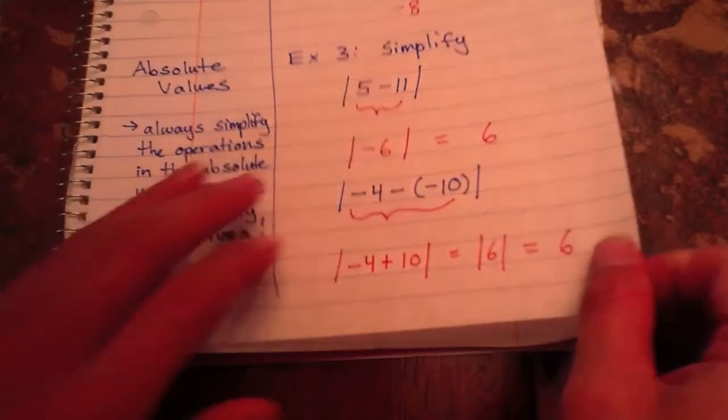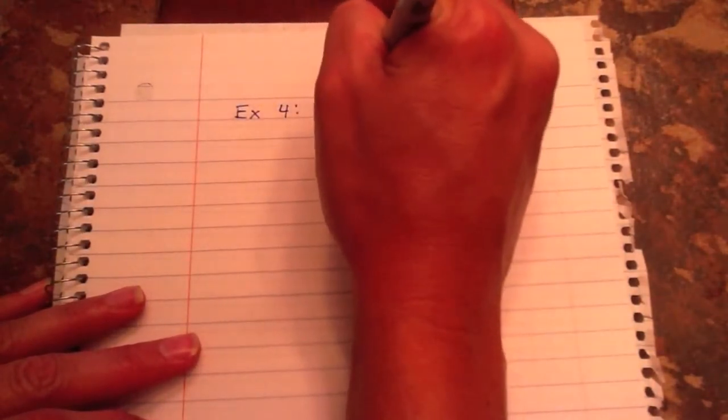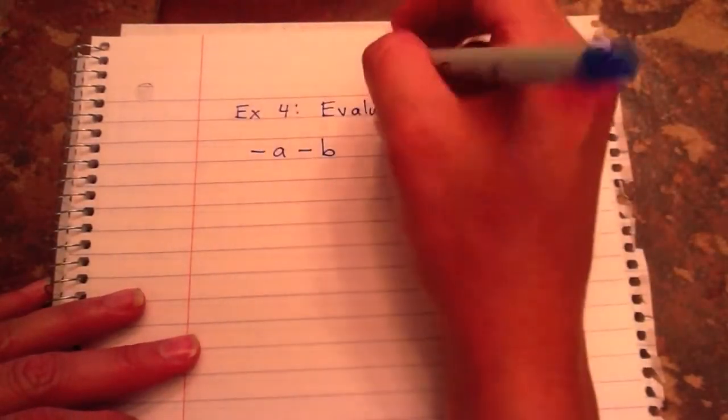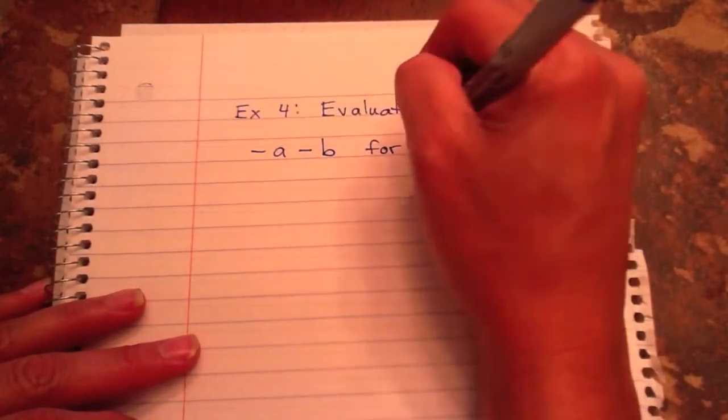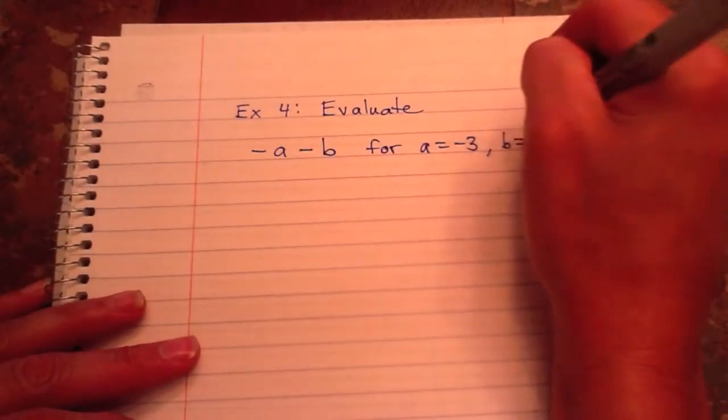Okay, and there's one more example. I told you these would be quick lessons, because I think with these it's just more important that you practice the rules than really going over all that much. And example 4, we're not going to write anything about it because you already know it's an evaluate. Negative a subtracting b for a equals negative 3 and b equals negative 5.